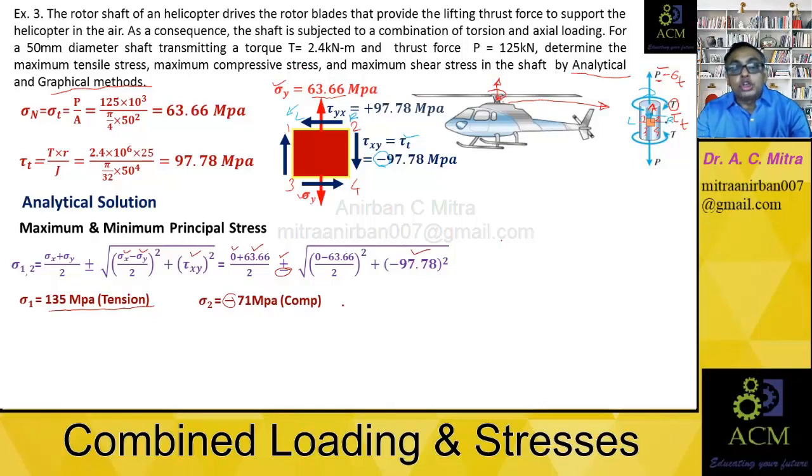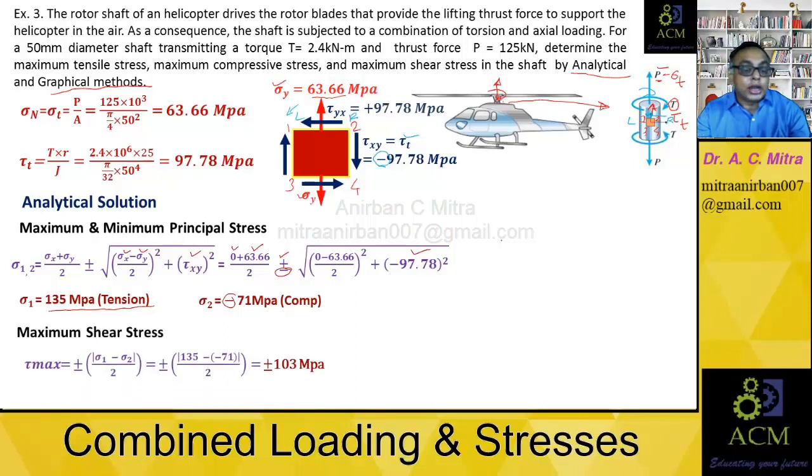Now we also need to find out the maximum shear stress using the analytical formula first. So the formula is tau max equals plus minus the mod of sigma 1 minus sigma 2 divided by 2. Now again check the sign convention. Sigma 1 is positive 135. Sigma 2 is negative 71. So it will be negative of negative 71, so it will come out positive finally, divided by 2. So the answer is plus minus 103 megapascal.